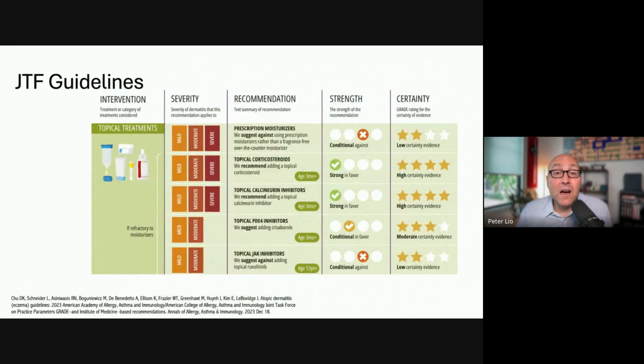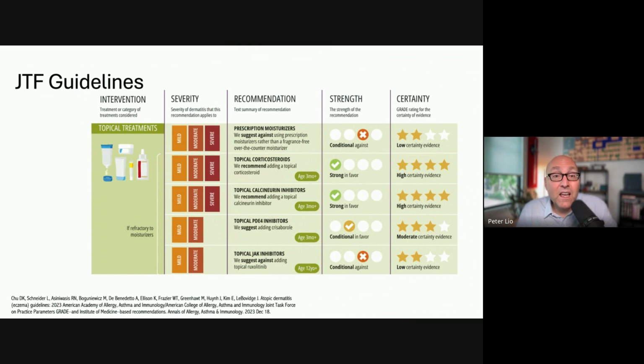So looking at our topical therapies, we have our moisturizers. Here we're talking about prescription moisturizers, which we don't think are generally worth it. So we say conditionally against. There might be some situations where you can write a prescription for some of these very fancy schmancy prescription ones, but typically we don't need them. We have our topical steroids. They're really good. We still have to be careful with them, but they definitely are helpful. We have our calcineurin inhibitors. That's the tacrolimus and pimecrolimus.